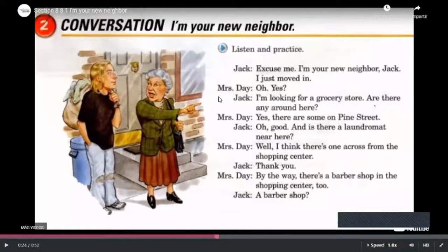Okay. Let's switch. Now the students are Jack. And teacher Caleb is going to interpret Mrs. Day's role. On 3, 2, 1, let's go. Excuse me. I just moved in. Repeat, new neighbor. New neighbor. Repeat. Neighbor. Moved in. I just moved in. Oh, yes.